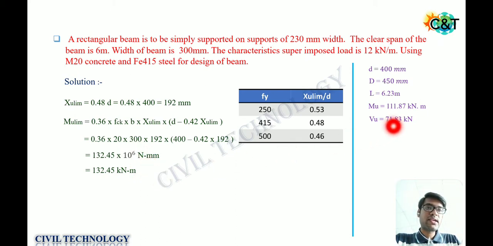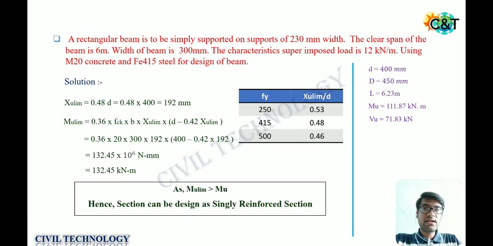But in our case the MU value is less than the MU limit value, right? Here you can see MU limit is greater than MU. Based upon that we can conclude that our section is a singly reinforced section, meaning we can design our beam section as a singly reinforced beam section. Okay, so likewise we can decide whether our beam is singly reinforced or doubly reinforced. Now we calculate the required area for our beam.